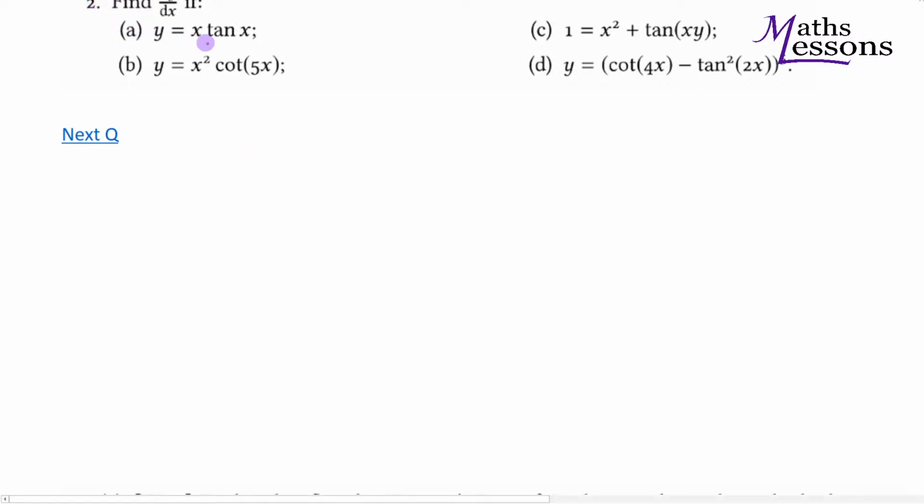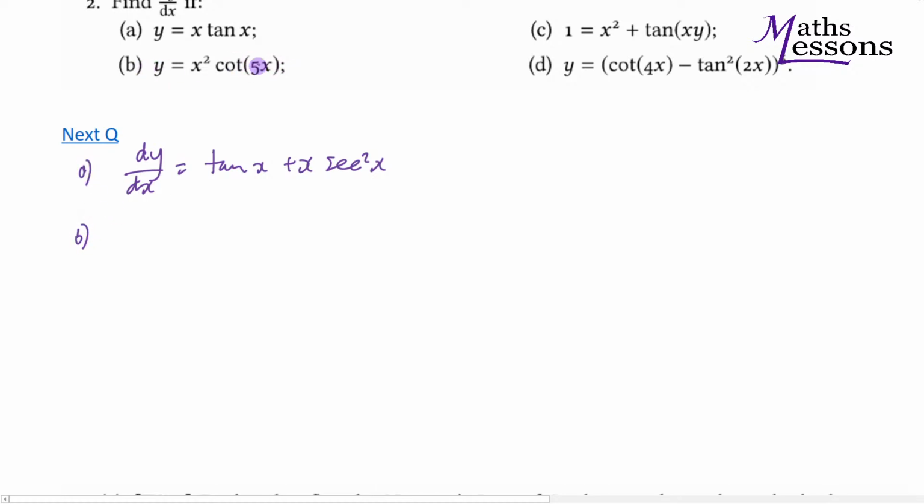So 2a, I think this was quite straightforward. Product rule. We want to find dy by dx for that. We differentiate the x, so we get 1 times tan x, plus differentiate the tan x, that goes to sec squared x, and we times that by x. This is just product rule. So we differentiate one and then times it by the other, and differentiate the other thing and times it by the first thing we started with. So that is A.